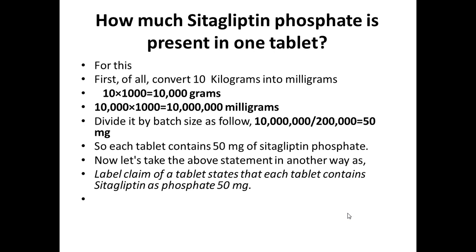Now let's take the above statement in another way, as the label claim of the tablet states that each tablet contains sitagliptin as phosphate. So as phosphate 15 mg, we should deduct this phosphate factor. How can we eliminate this phosphate factor? By deriving with the moisture content compensating factor.